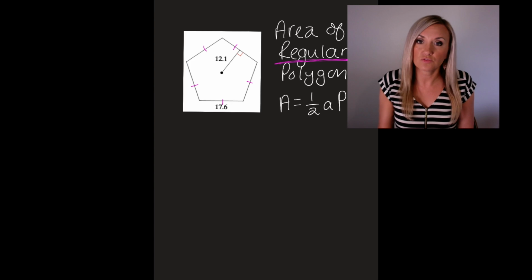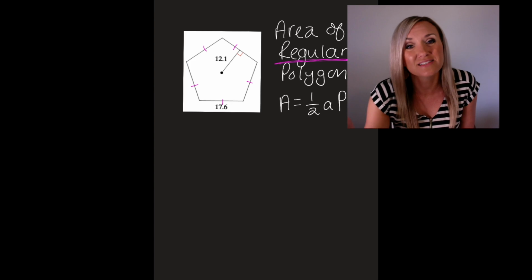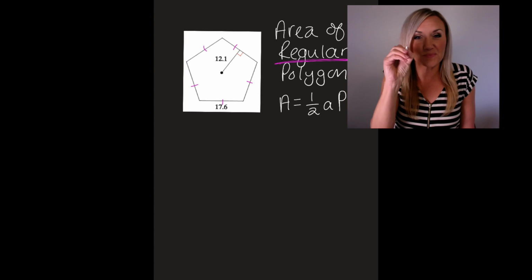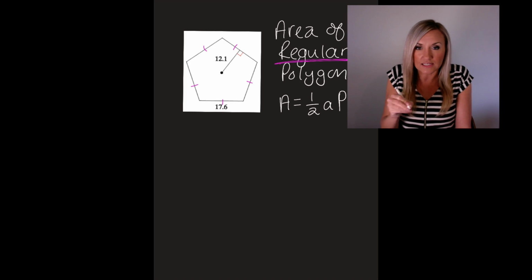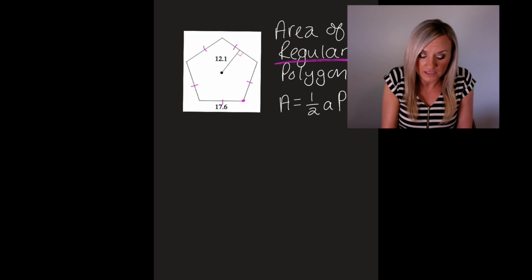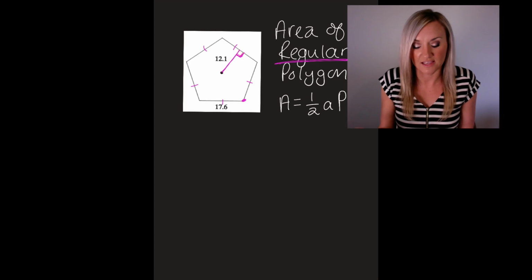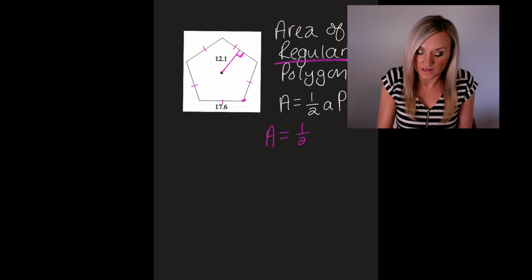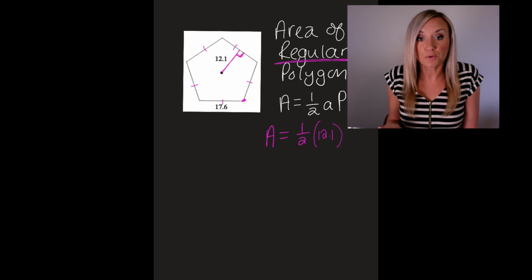All right, so that's our formula. 1/2 of the apothem times the perimeter. But what the heck even is the apothem? Well, it is the distance from the center of the polygon to a side, not the vertice, not a point, to the side perpendicular. So they give us the apothem. That's not too bad. So area equals 1/2 apothem is 12.1 times the perimeter.